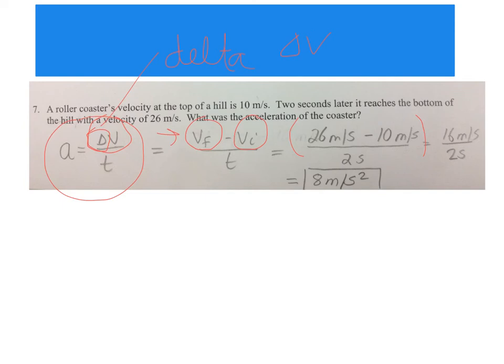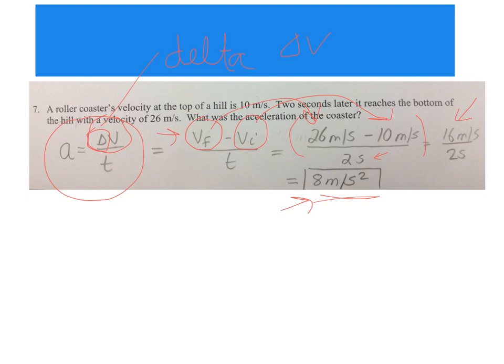So my final has to go here. My initial goes there. Initial is a fancy word for starting. That's why your initials are the starting letters of your names. And then I divided by 2 seconds down on the bottom. That works out to 16 meters per second divided by 2 seconds, which comes out to be 8 number-wise, and the units become meters per second squared.